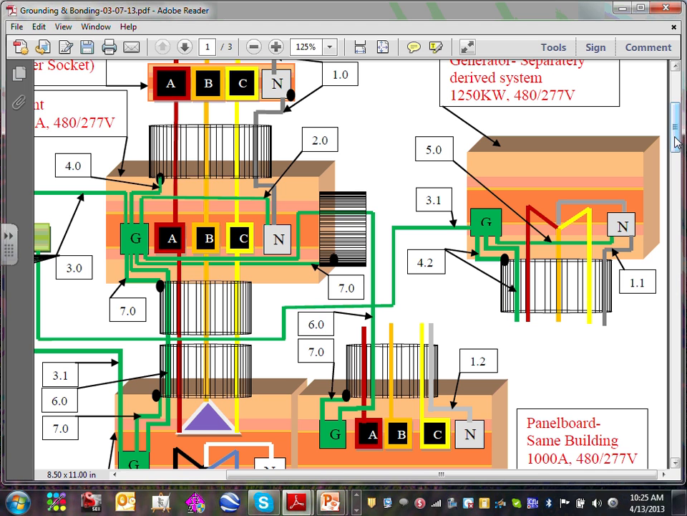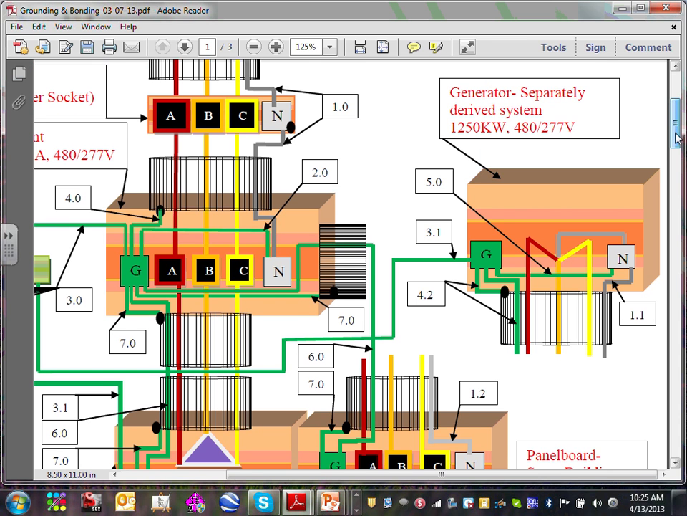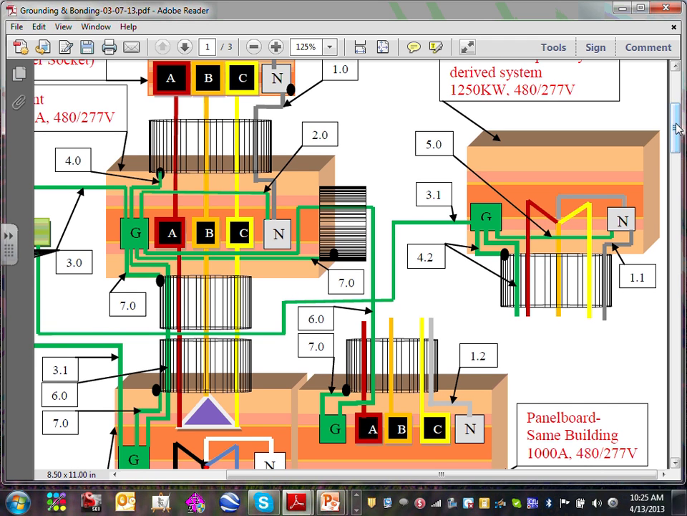And we'll talk about the non-separately derived system later. This is a separately derived system. It's 250 kW, guys, 480/277. My transformer is inside my building because it makes a difference. If the generator is outside the building, you have to drive a ground rod right next to the generator, ground it because of lightning and so forth. My generator is inside the building.